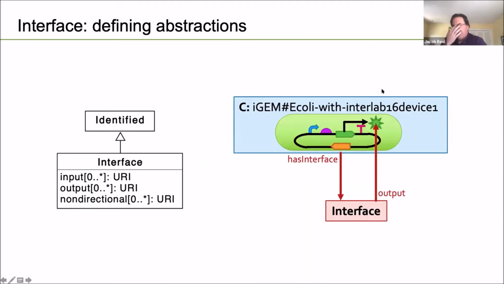Going a little bit more abstract, the other things we might want to say about this, we might want to define what the inputs and outputs are here. In this particular case, this is pretty trivial. We've got one output and it's GFP. That's the thing we want to measure. It doesn't have any inputs because it's constitutive. And this non-directional is for things that are neither input nor output.